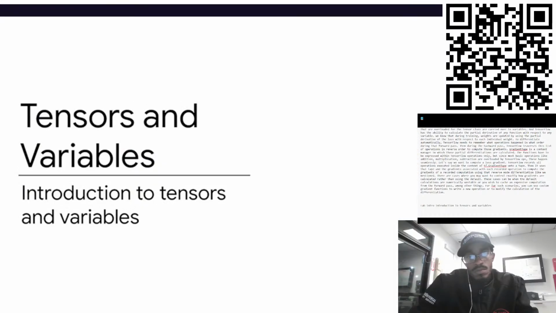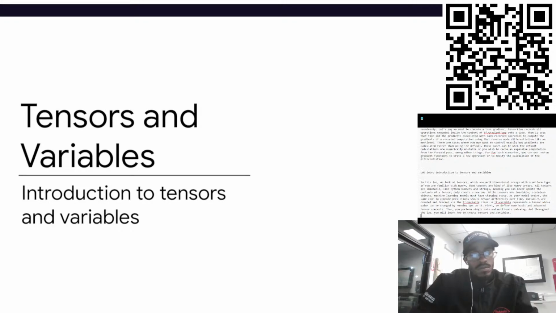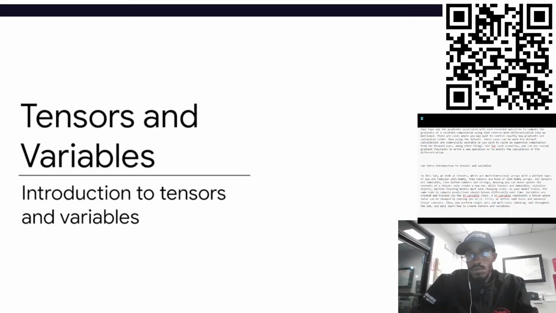In this lab, we look at tensors, which are multidimensional arrays with a uniform type. If you are familiar with NumPy, then tensors are kind of like NumPy arrays. All tensors are immutable, like Python numbers and strings, meaning you can never update the contents of a tensor, only create a new one.